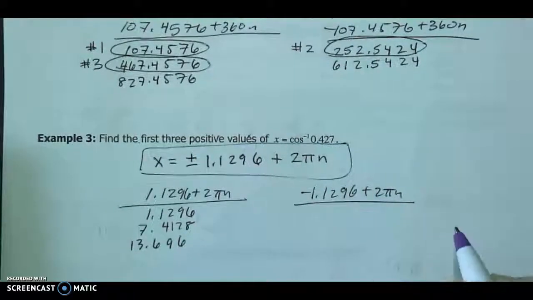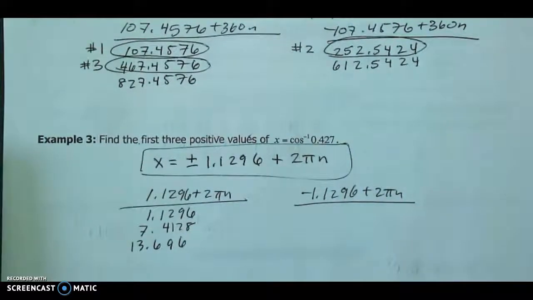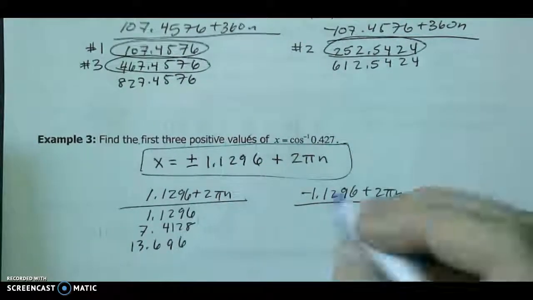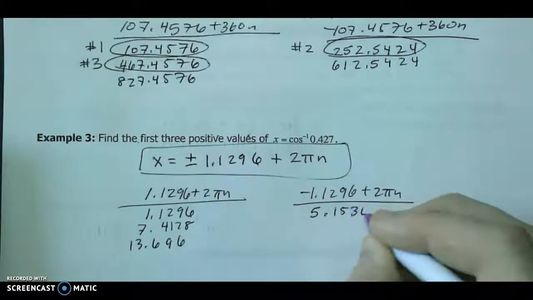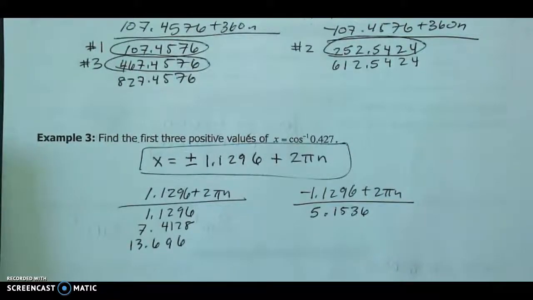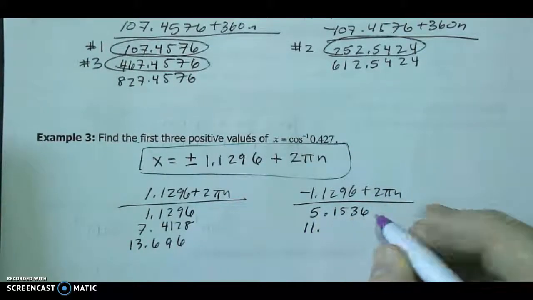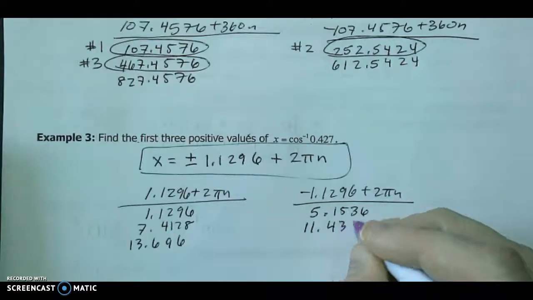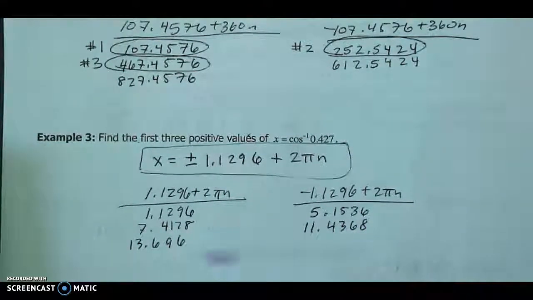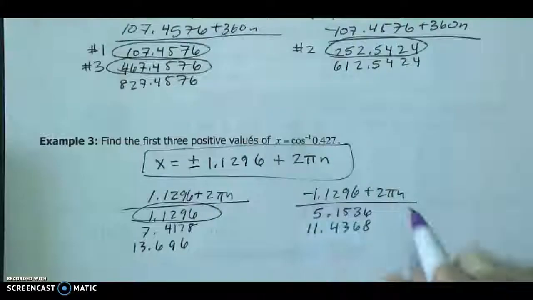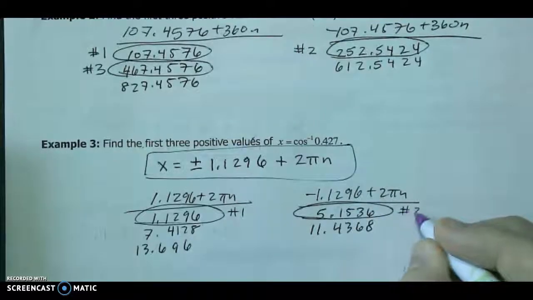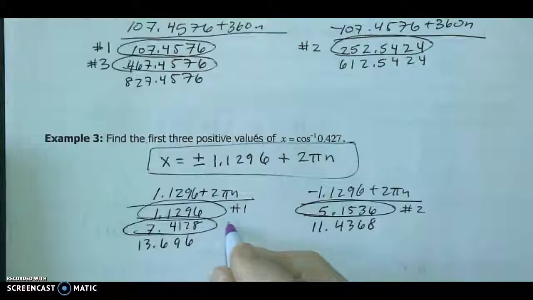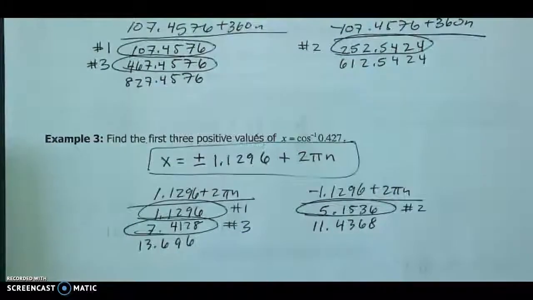If I leave it alone, it'll be negative. So I have to start off by adding. So add 2 pi. You get 5.1536. Add 2 pi again, 11.4368. And we can already see that I've got 3 positive answers. This is my first positive. This is my second positive. And this is my third positive. So those are the answers they are looking for.